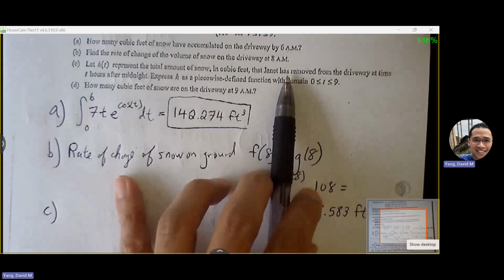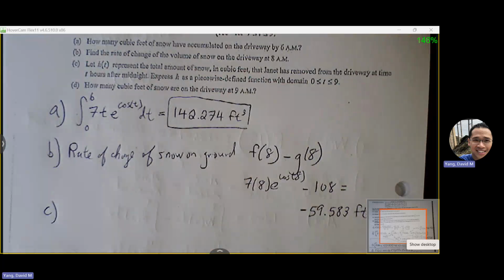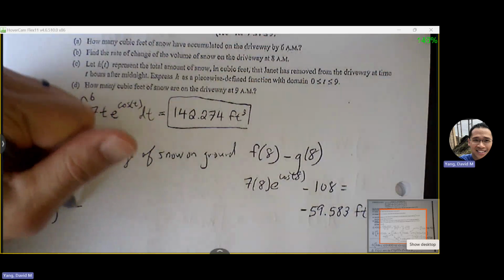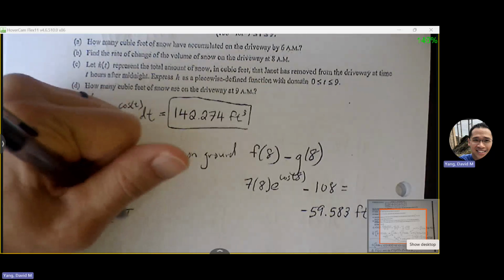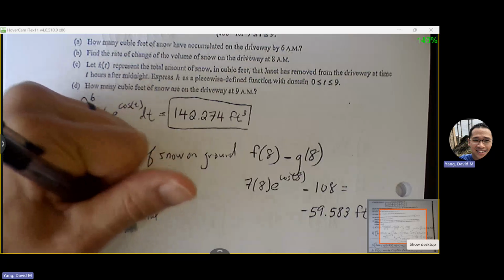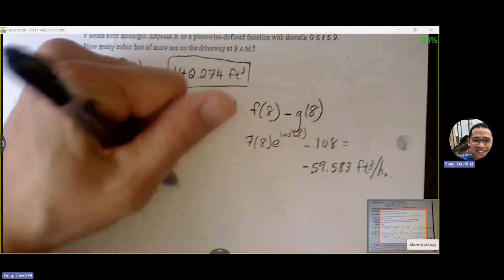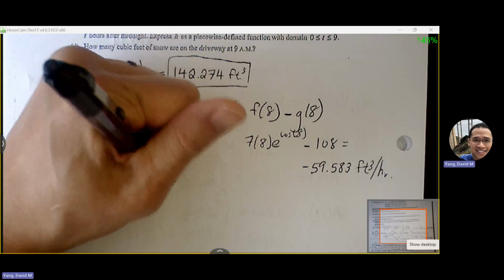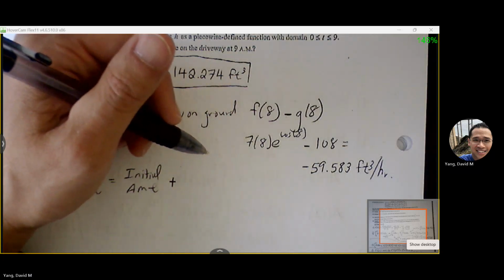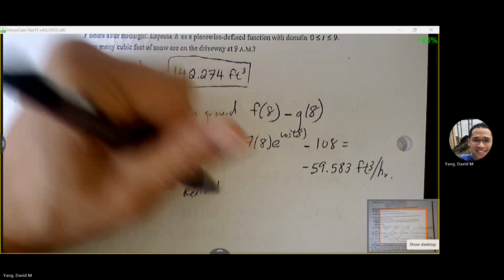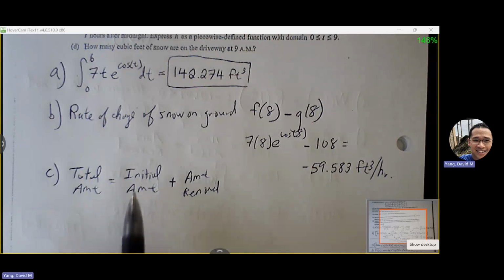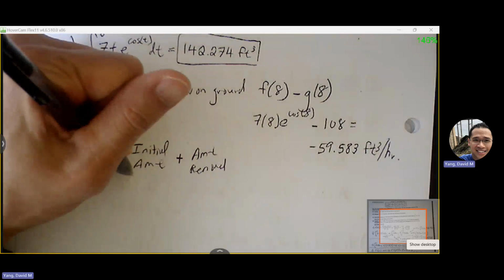Okay, so we're just focusing on what Janet has removed. So it's just how much there is, and then subtracting her work. So this one we have to adjust it, where the total amount that she removed is going to be based off of her initial, how much snow there is to begin with, plus the amount removed. So this initial amount represents the initial amount that she's done up to that point.